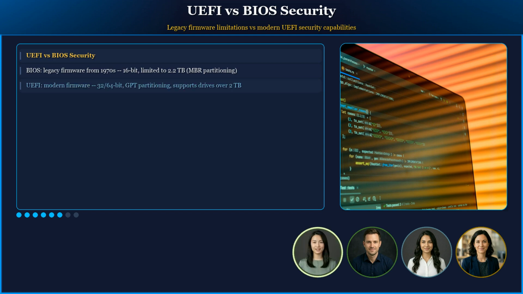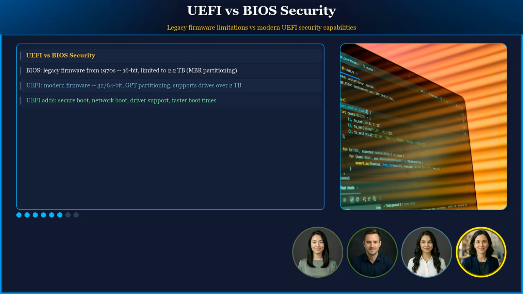Think of BIOS as a 1970s rotary telephone. It works, but you cannot install a modern security app on it. UEFI is the smartphone. The secure boot database, cryptographic firmware updates, and Trusted Platform Module integration all require UEFI.